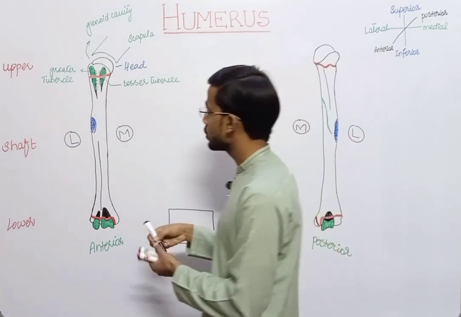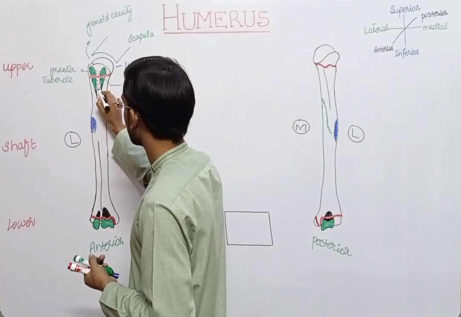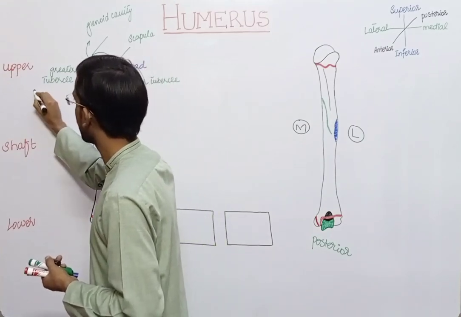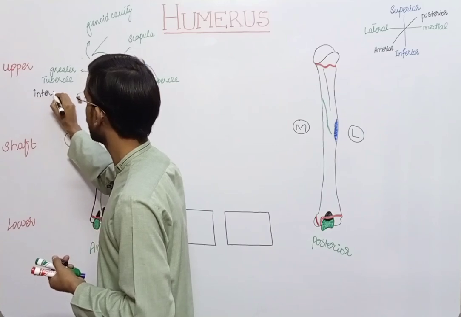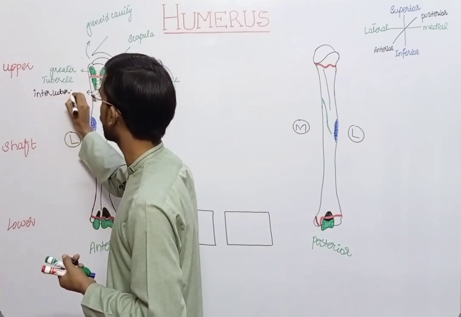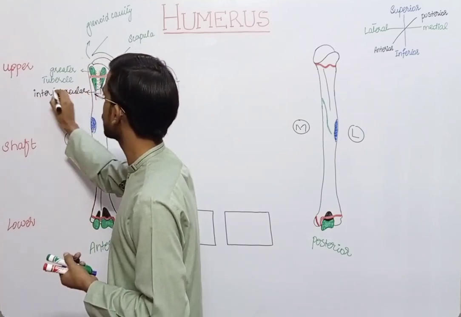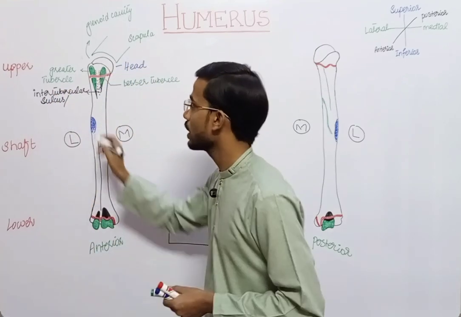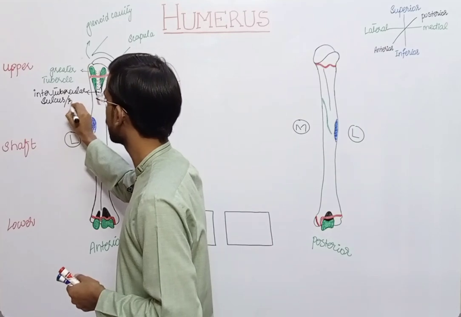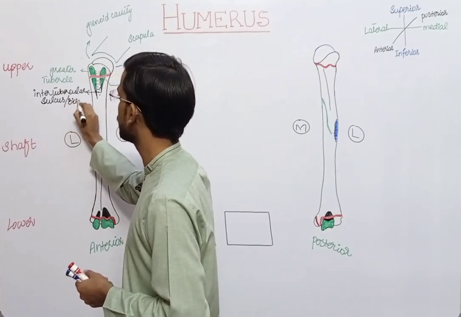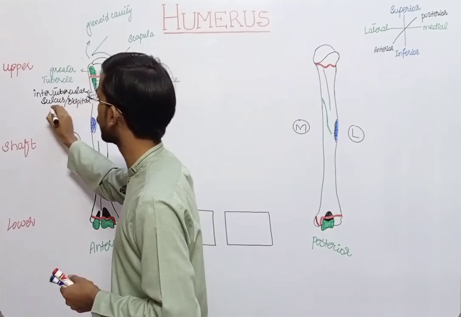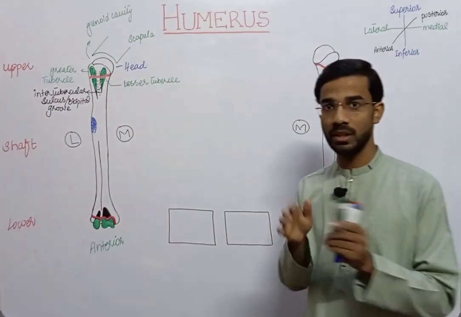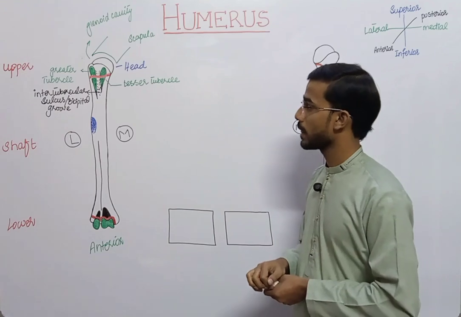And between these two tubercles, there is a depression which is called the intertubercular sulcus, or you can say bicipital groove, which is present between the two tubercles.